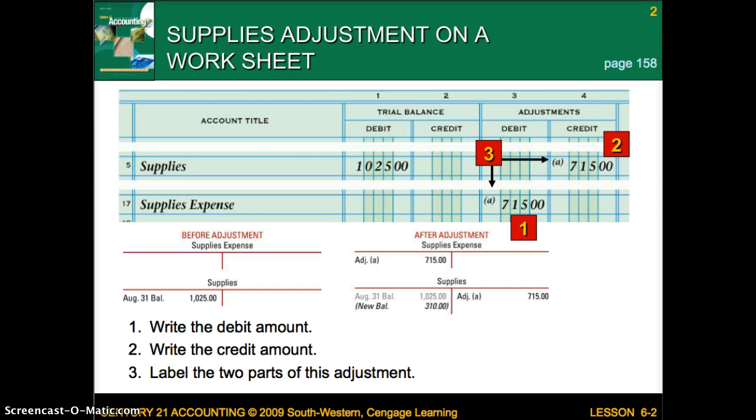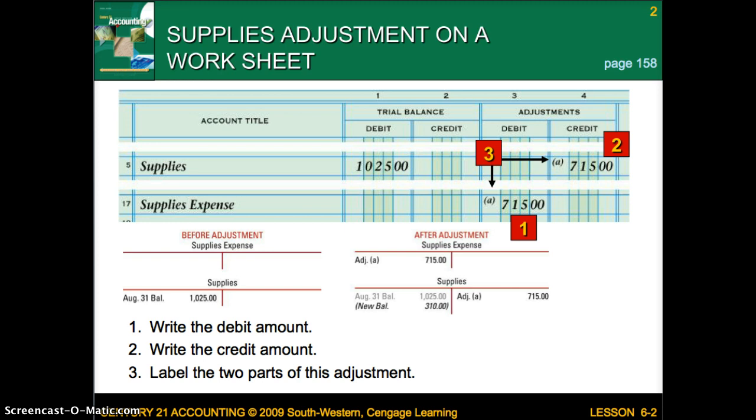Just reading that one time is probably confusing to you, so I would read this whole section again before you even go further in this tutorial. Another thing that you need to look at is that green box down at the bottom. It says the ending balance of the asset account supplies should represent the amount of supplies remaining on hand at the end of the fiscal period. The amount of supplies used during the period should be recorded in the expense account, supplies expense.